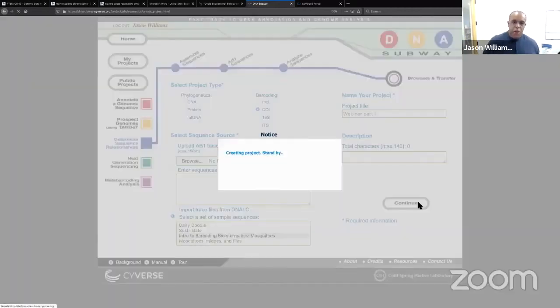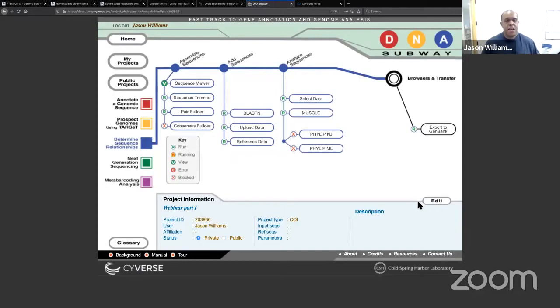When we click Continue, it's going to prepare a workspace within DNA Subway that we can use in order to do the rest of our analysis. The very first part of our webinar today, the lesson that we're doing today, is going to focus on these beginning things where we're concerned about what DNA sequence quality is, how can we determine if we have a good set of experimental data in order to move forward with the experiment.